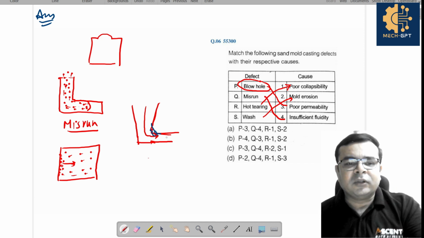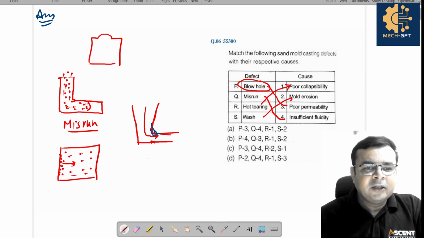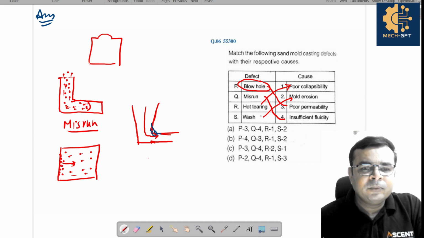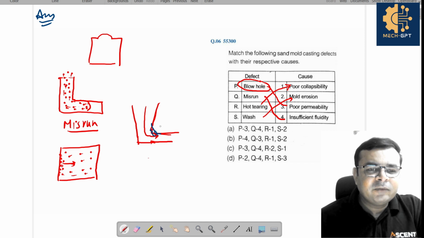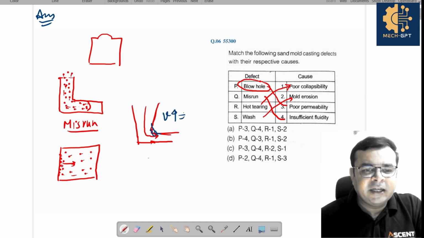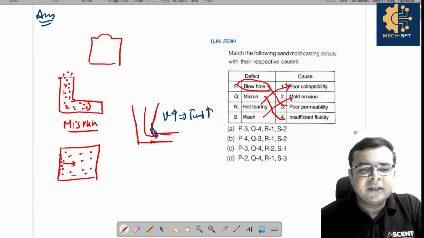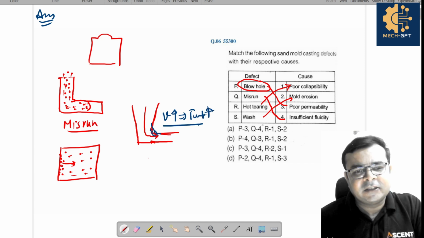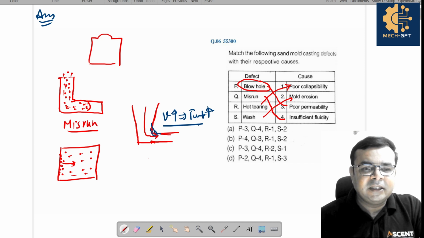Yes or no? So this is called wash defect. It mainly happens due to improper design of gating element. Simply, if the velocity of the molten metal is higher, then turbulence will also be higher, and if turbulence is higher, then this kind of defect may happen. Yes or no? So this is called mold erosion. This washing tendency of the sand is called mold erosion.